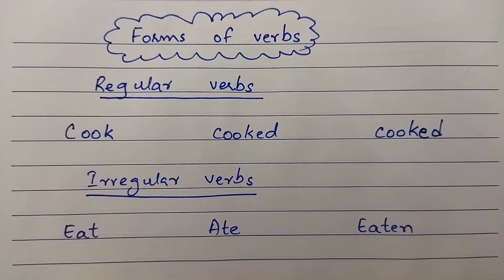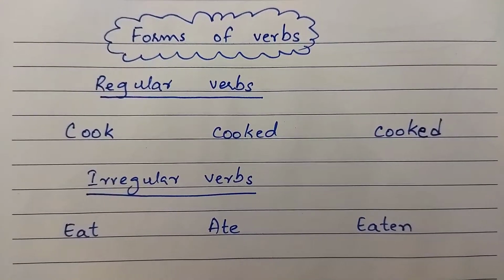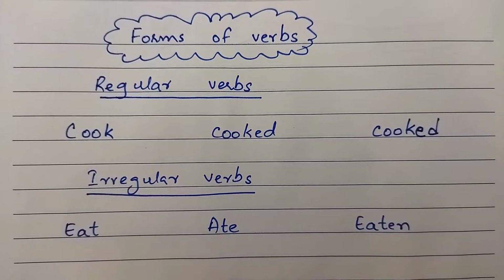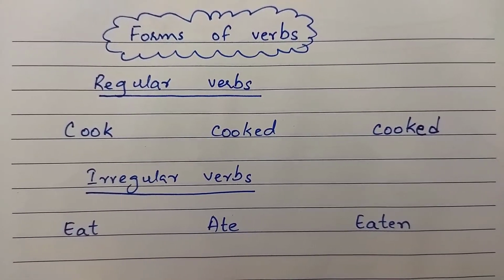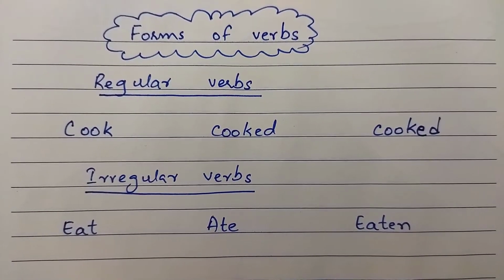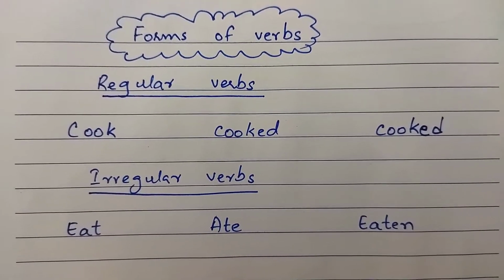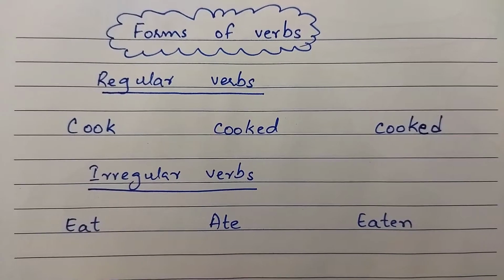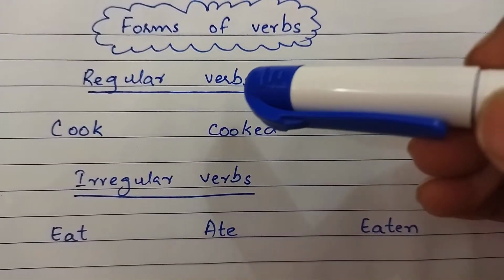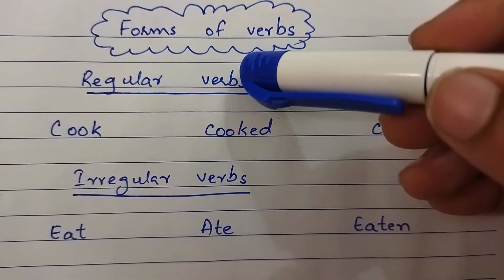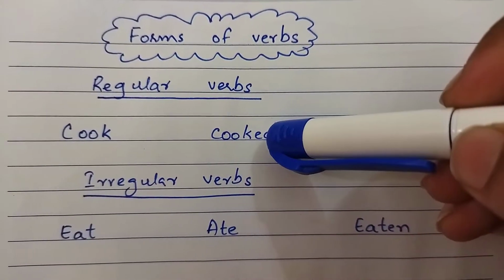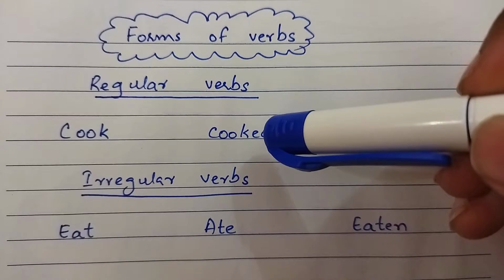So how can we learn all the forms of verbs, all the verbs and their forms? We need to understand the tricks, the rules behind them to make it easier for us to learn at least most of the forms of the verbs. Before getting into it, we need to understand that there are 2 types of verbs: regular verbs and irregular verbs. Regular verbs are very easy to learn.